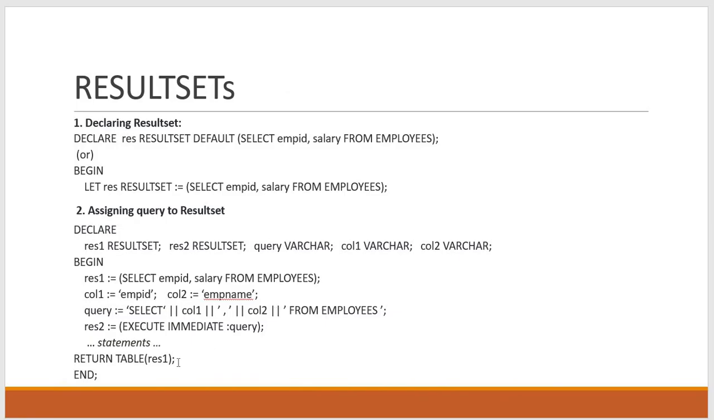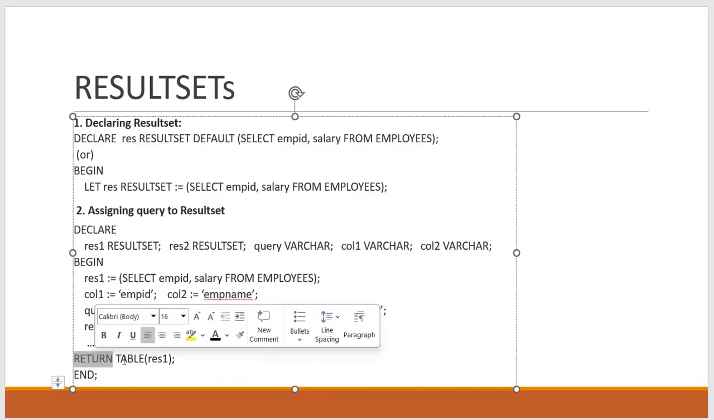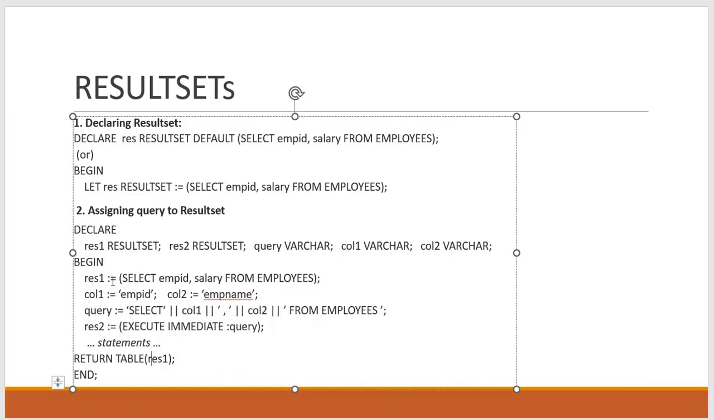And if I want to return this result1 or result2 as the output, what is the syntax? Return table literal of this result set 1. So this is how you can declare a result set, this is how you can assign a query to a result set, and this is how you can return a result set as output. Let's see the same with examples, cursors and result sets, so that you will better understand.